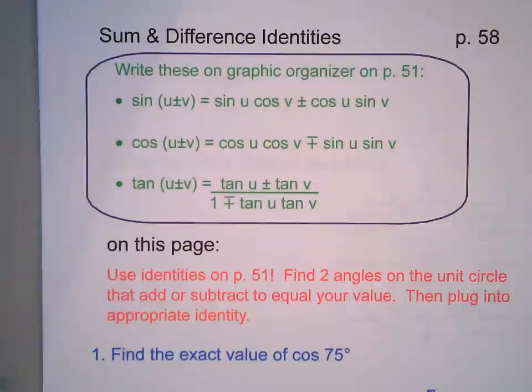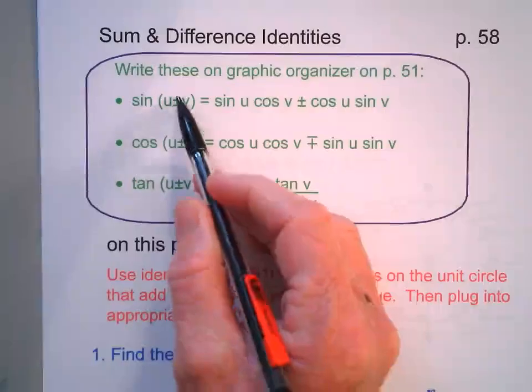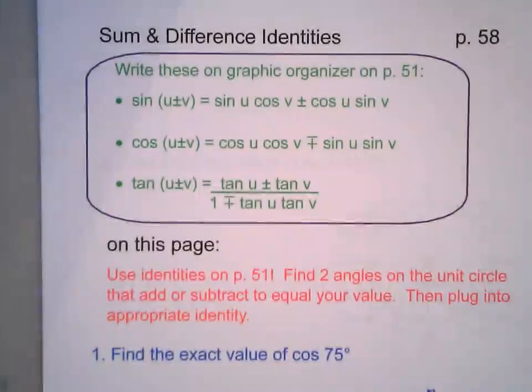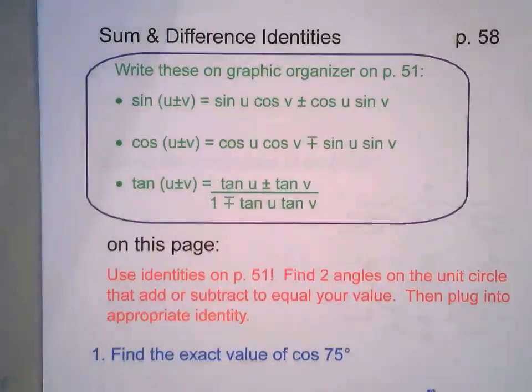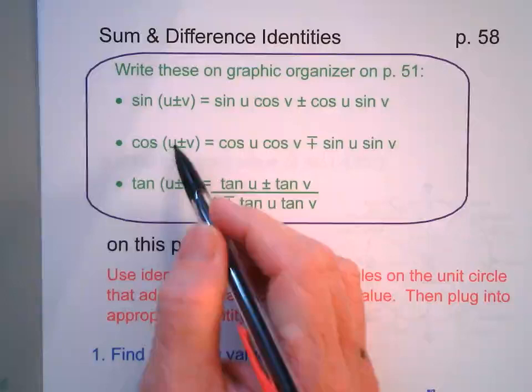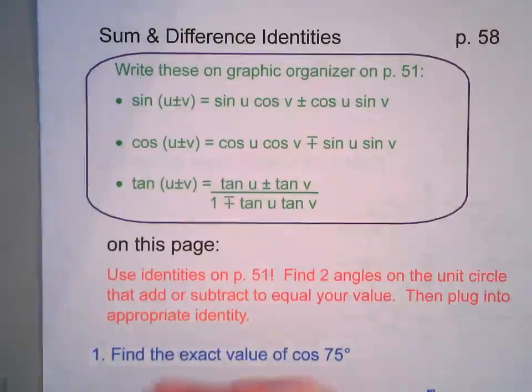So we're going to move on to sum and difference identities. Sum and difference meaning the addition and subtraction. So what we basically have here is 6 different identities. It looks like it's 3, but it's actually 2, 4, 6 identities. Each one of these equations is 2 equations at once.